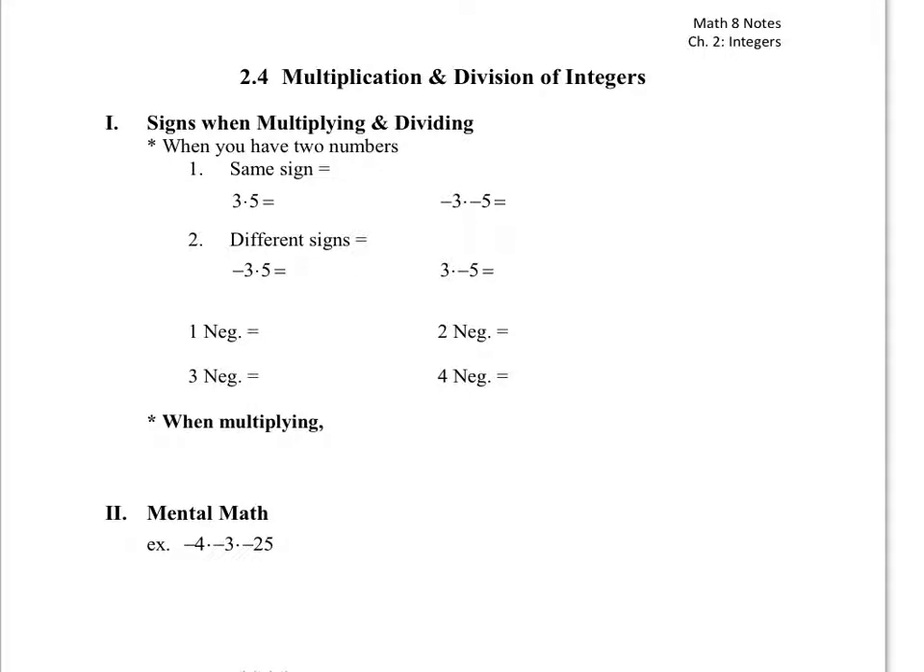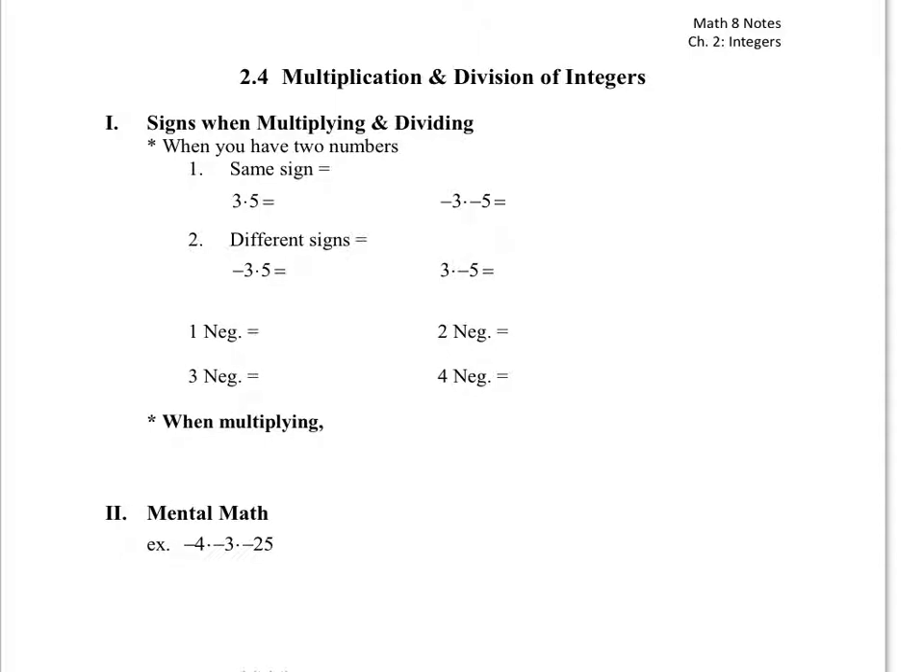Chapter 2, Section 4, Multiplication and Division of Integers. This, I think, is easier when you're multiplying than adding and subtracting with integers because I like the shortcuts better. But I'll leave that up to you once you get through it, whether you think it's easier or not.